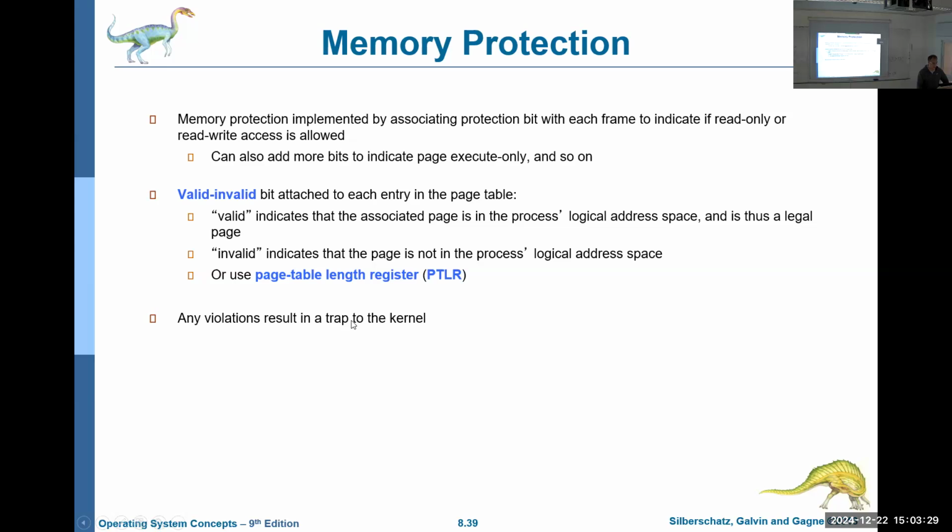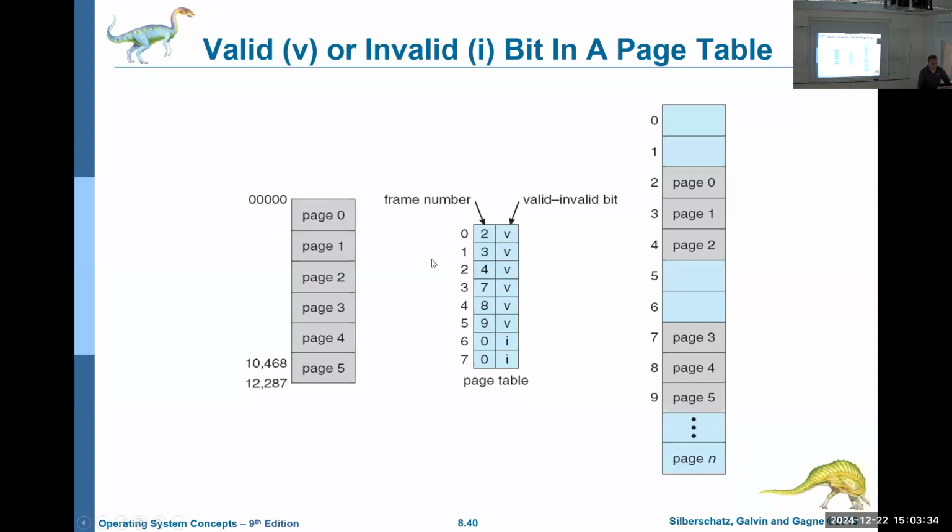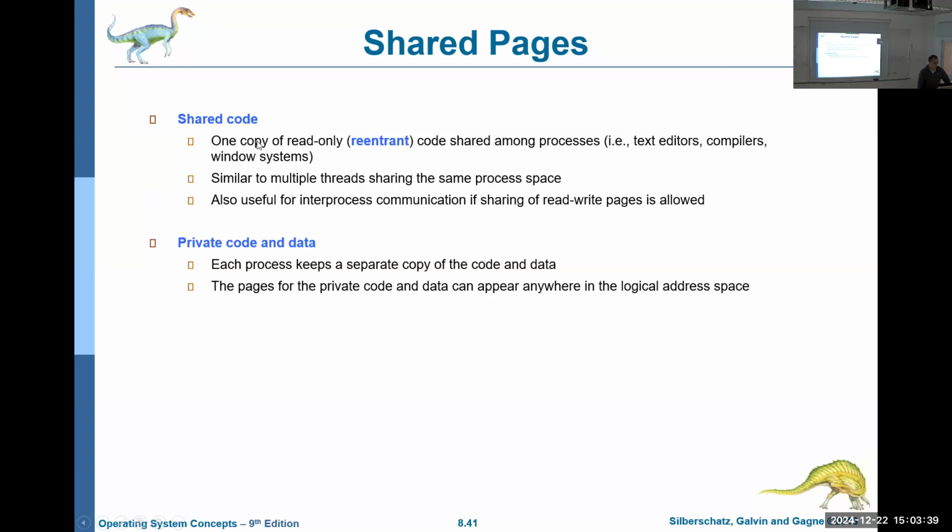Which is what it says here. Any violations result in a trap to the kernel. Also, if he tries to go to an invalid page. Okay, so here they're just showing you the invalid page, they're not showing the page length register. Shared pages. Shared code: one copy of read-only reentrant code shared among processes, like text editors, compilers. I don't know why they're giving examples of text editors and compilers, but why would a program use it? I guess if two programs are using a compiler, they could use it, they could only read it.